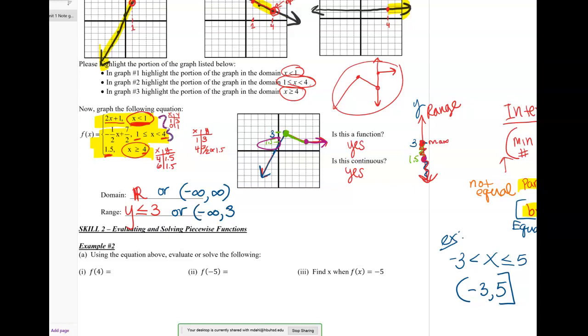What about with the 3? Bracket, because this inequality doesn't say y is less than 3. It says that y can also equal 3, we want to make sure it's included in there. We're not going up to 3, we're going up to and including 3. Okay? All right. Questions?